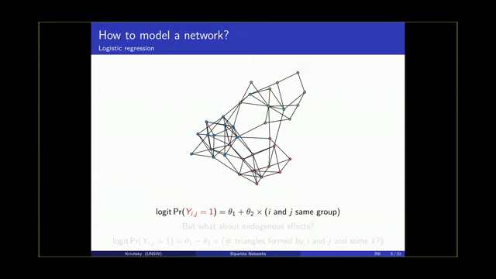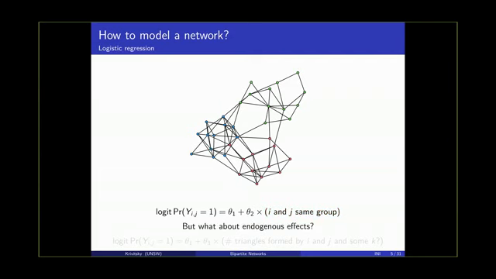Where I say logit of the probability of a tie between i and j is some theta1 parameter, which might be the intercept or the overall density, plus theta2 times, for this particular network, an indicator of whether i and j are in the same group. They're both blue, or both red, or both green. That makes sense, and it's pretty straightforward for exogenous effects.